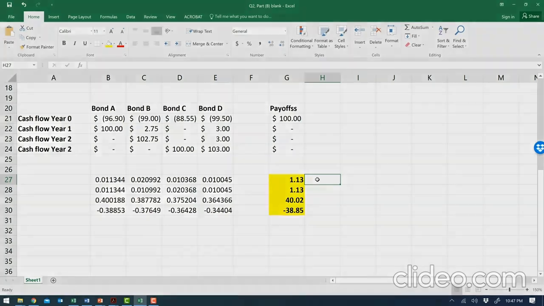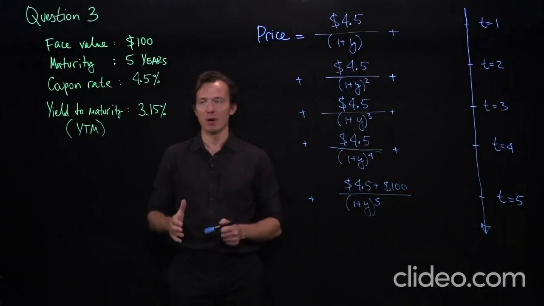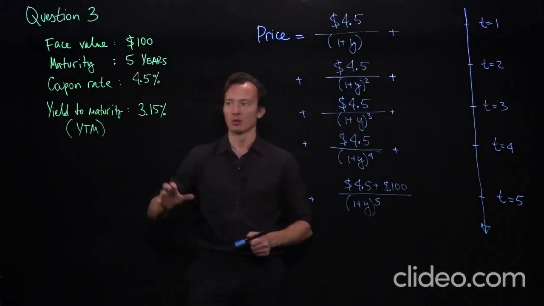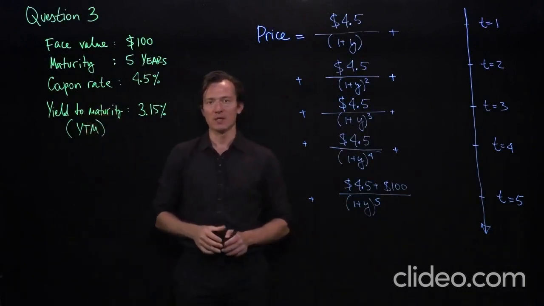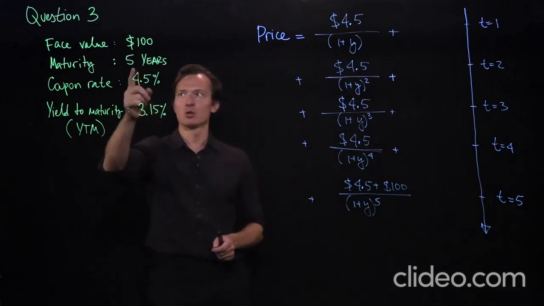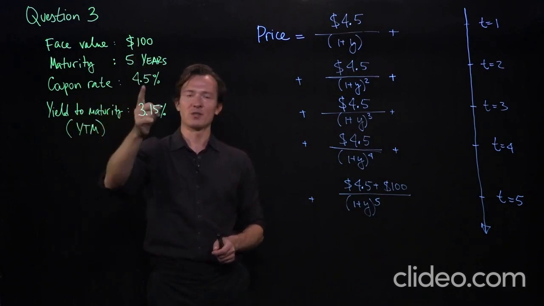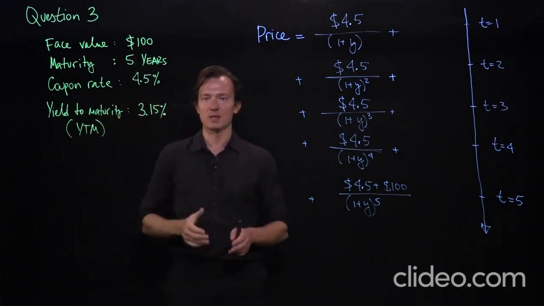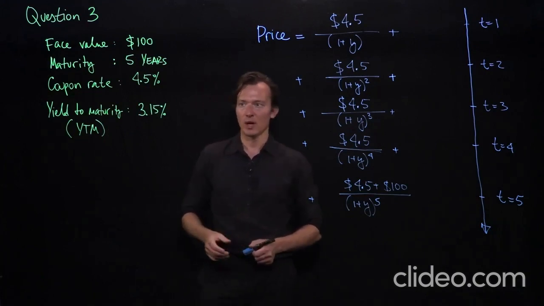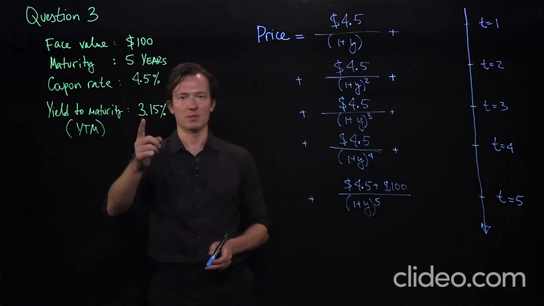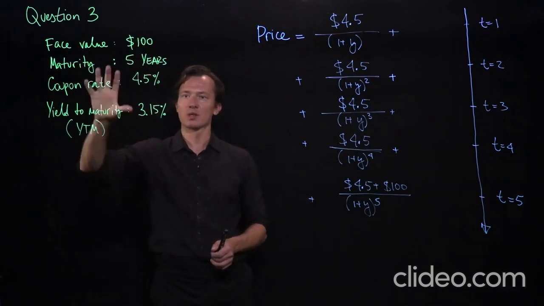In this question, I will teach you how to find the price of a bond from a given yield to maturity, or YTM. Let's consider the following bond. It has 5 years until maturity. Its face value is $100. The coupon rate is 4.5%, and this bond pays annual coupons. And the yield to maturity on this bond right now is 3.15%. So given this information, the goal is to find the price of this bond.